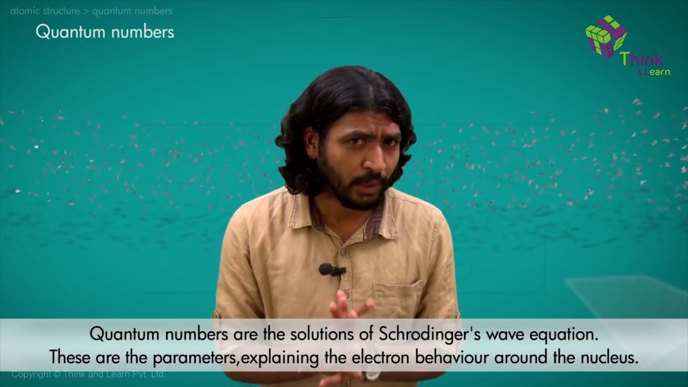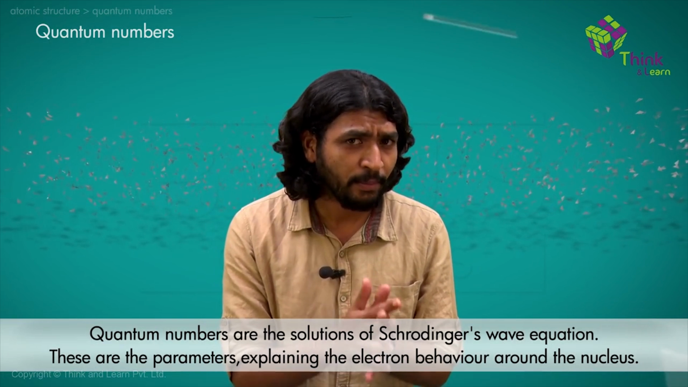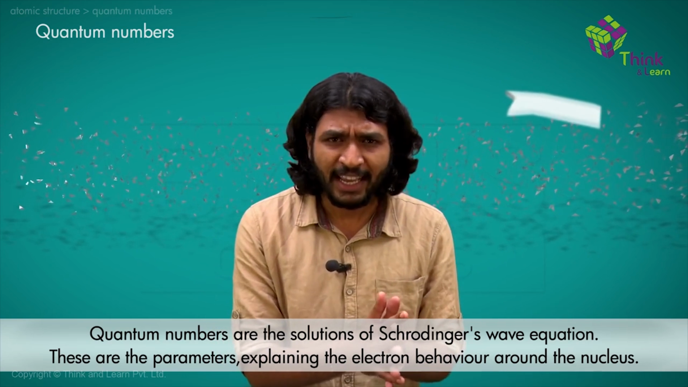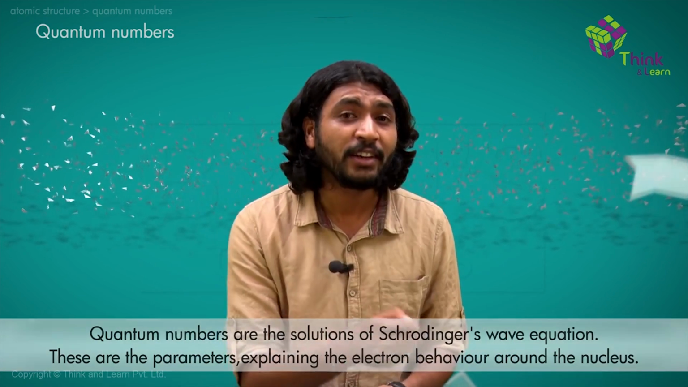Actually, quantum numbers came out as a solution for Schrodinger's wave equation. And these are actually parameters explaining the electron behavior around the nucleus. In simpler terms, these quantum numbers give us the address of an electron around the nucleus.